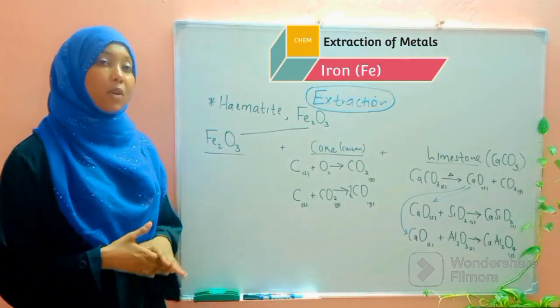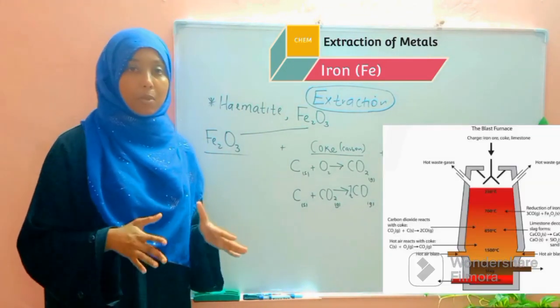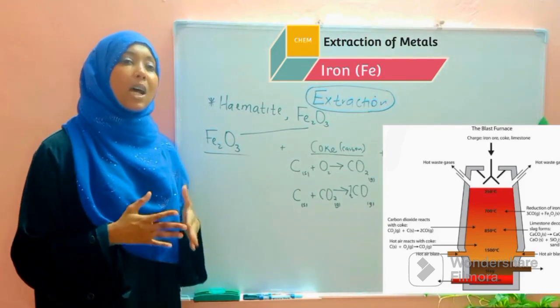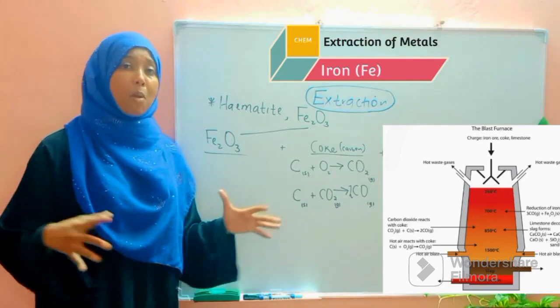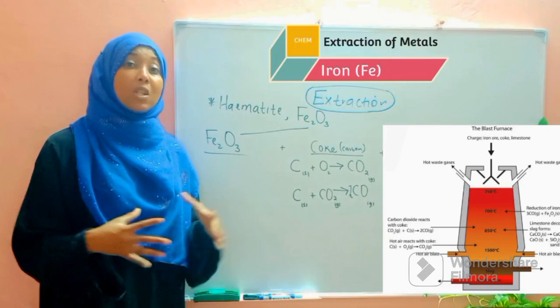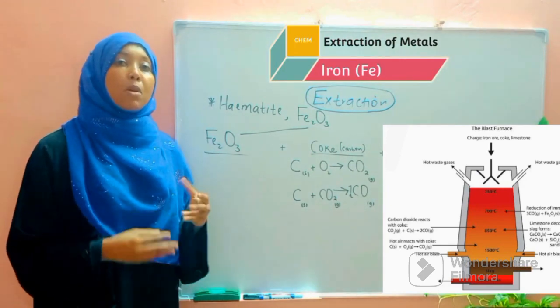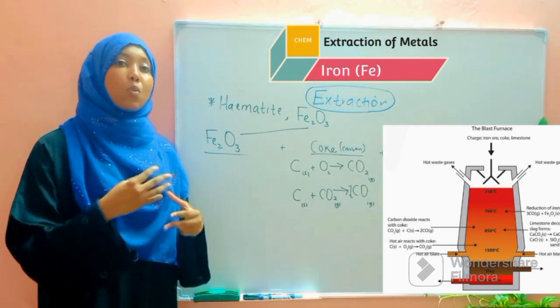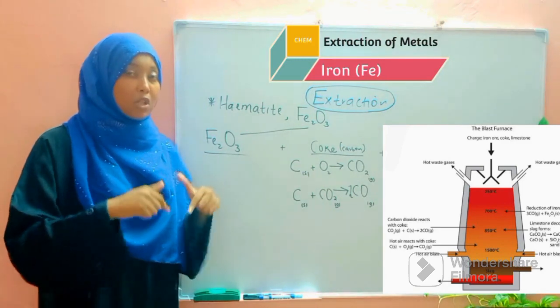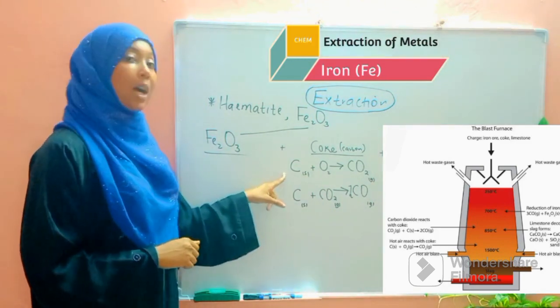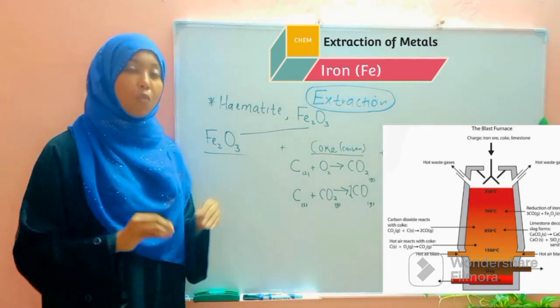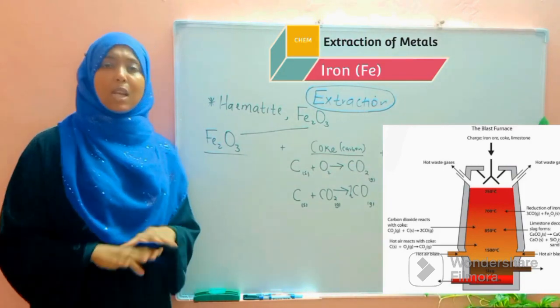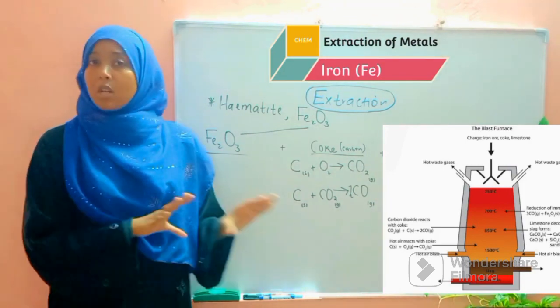Now within the blast furnace, there are very high temperatures. Now these high temperatures are as a result of, number 1, the blast of hot air that is fed into the furnace, and number 2, because of some reactions that take place within the furnace. This is something I'll mention right now. Now carbon reacts with oxygen to form carbon 4 oxide. Now in case you're wondering, where is the oxygen coming from?